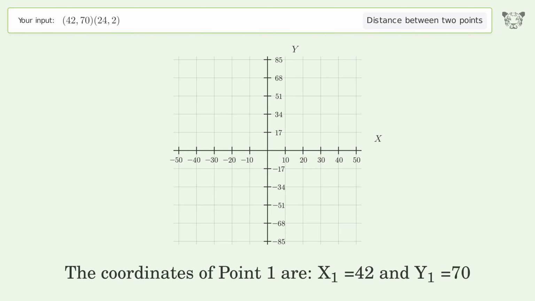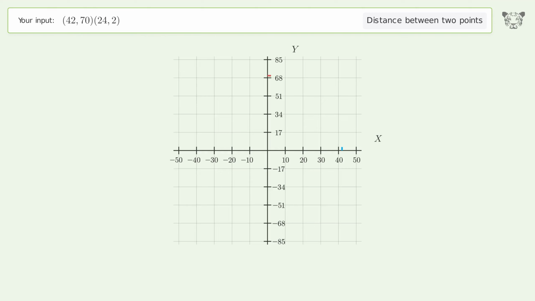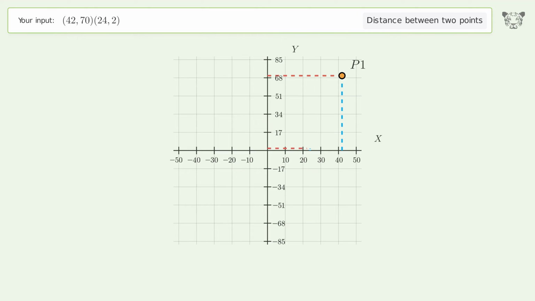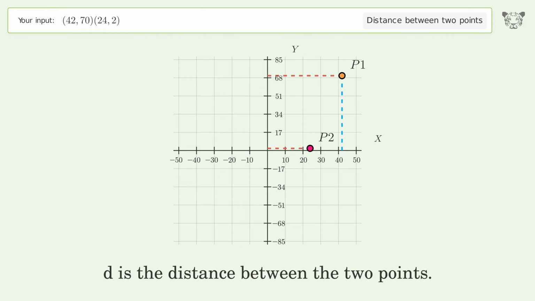The coordinates of point 1 are x1 equals 42 and y1 equals 70. The coordinates of point 2 are x2 equals 24 and y2 equals 2. D is the distance between the 2 points.